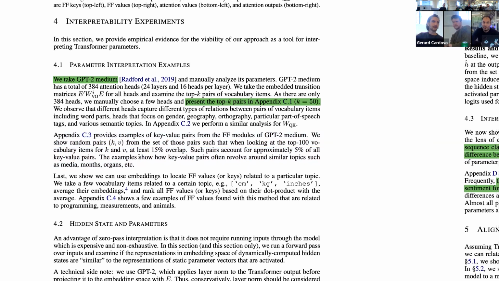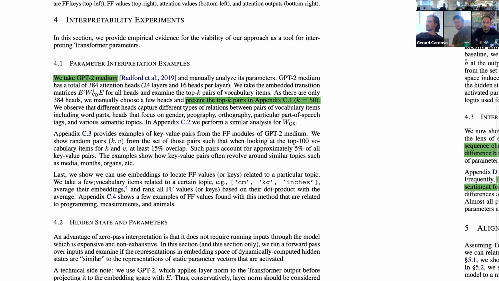It seems to be very post-factum. Like, oh, we're going to pick some of them that suit our purpose. I think these ones are kind of interesting. So they take a certain topic.